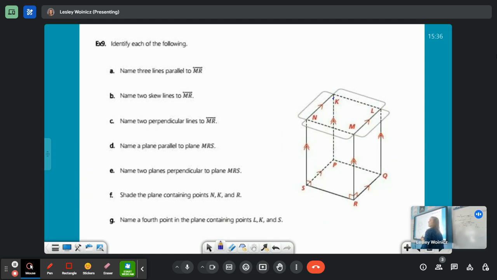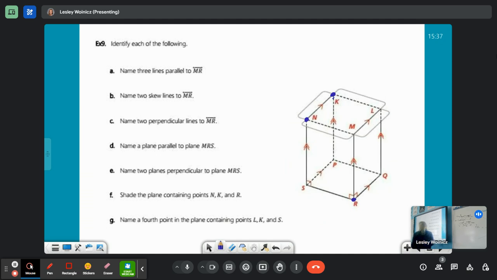Is anyone feeling confident in their answer? No? This might be one of the hardest ones. Okay, let's start by putting those points on the picture. So we want N, K, and R. So here's N, here's K, and there's R.